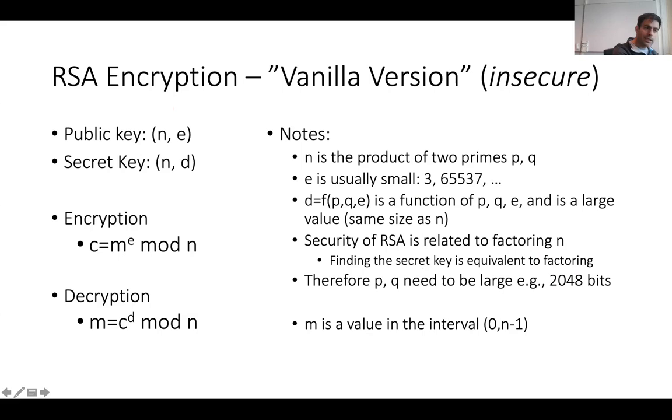So all of this was just about the public key and secret key. I didn't even tell you what the encryption and decryption functions are. Encryption in RSA, at least in vanilla RSA, is done in the following way. You take the message M, which is mapped into a value in the interval 0 to N-1. You raise the message to the E, and then you compute modulo N. What does it mean to do modulo N? It means dividing M to the E by N and taking the remainder.